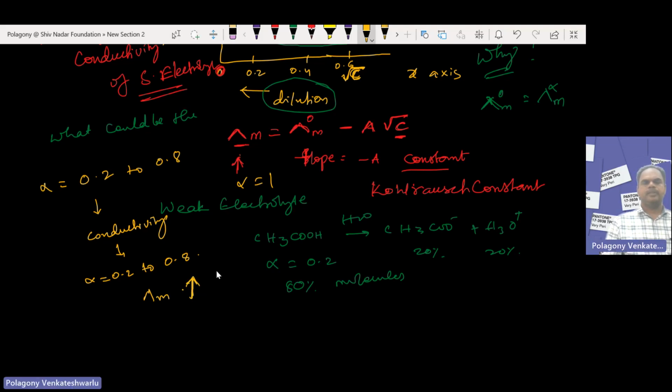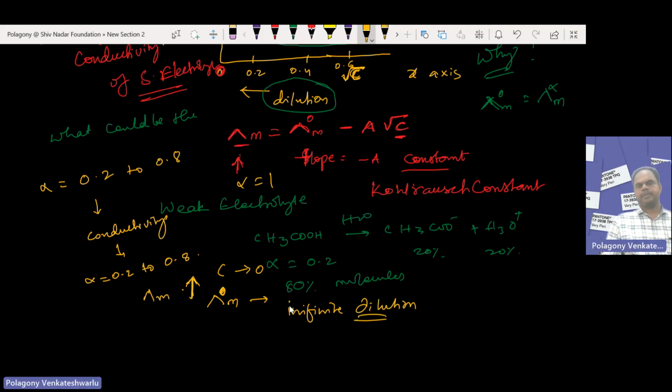Since the degree of dissociation increases, weak electrolyte molar conductivity increases steeply, but when the concentration reaches 0, that molar conductivity is said to be the limiting molar conductivity. So in case of weak electrolyte, upon dilution the molar conductivity increases, and when the concentration of the electrolyte solution reaches 0, it will reach the limiting molar conductivity. That means the limiting molar conductivity is obtained at infinite dilution.